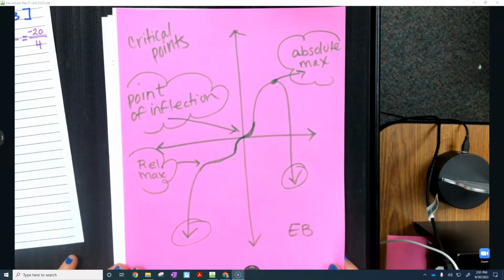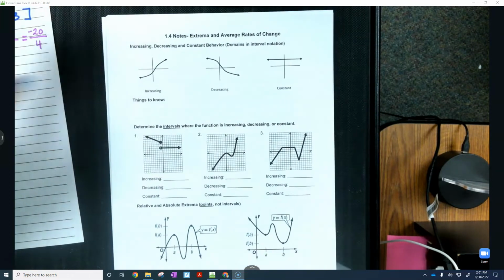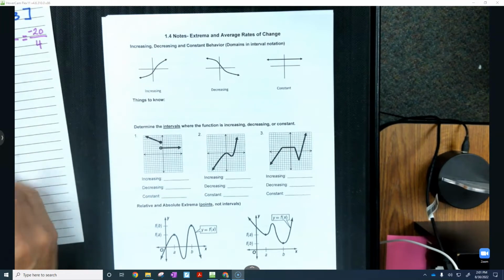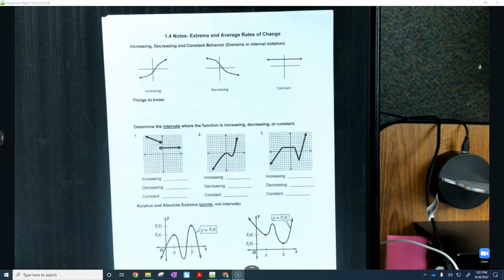So, if you guys could please turn to page 18 in your packet. We are going to start in your packet. What I want to talk about is what's happening between the arrows. The things that we're going to talk about are increasing, decreasing, and constant. It's always the same process. You always read a graph from left to right.